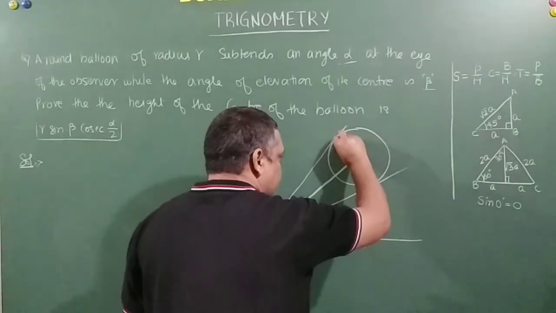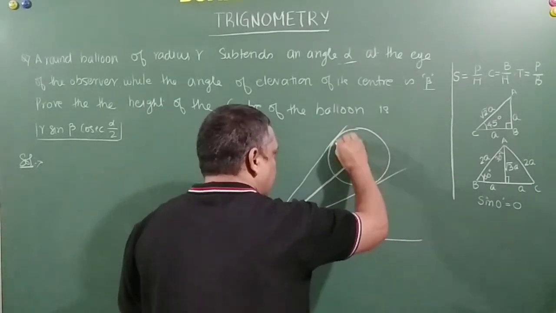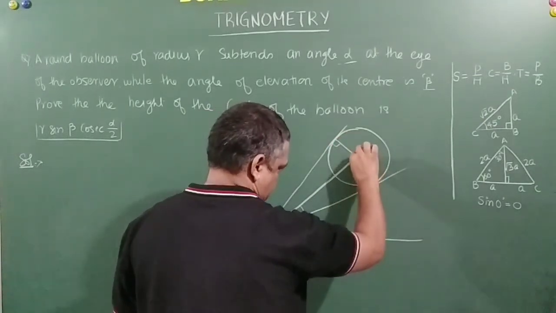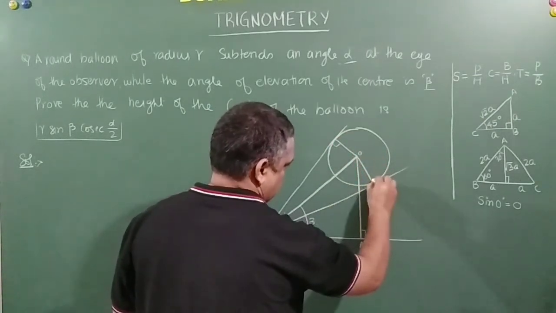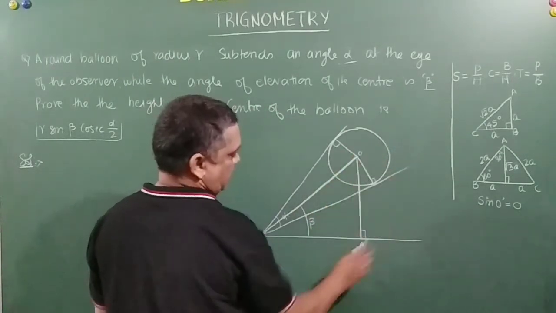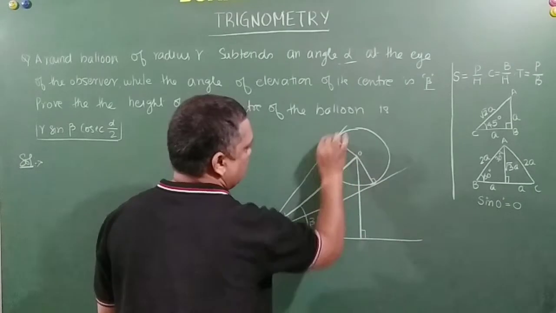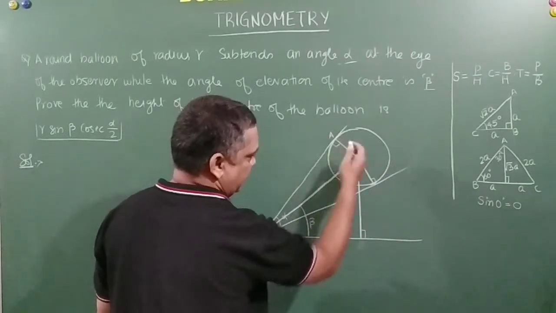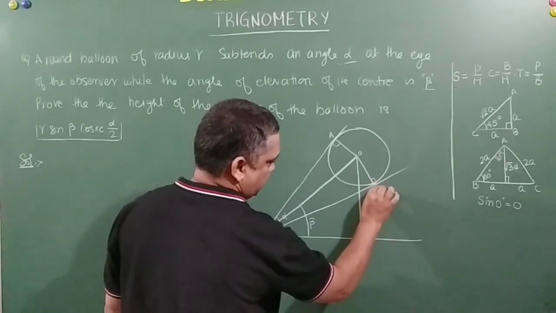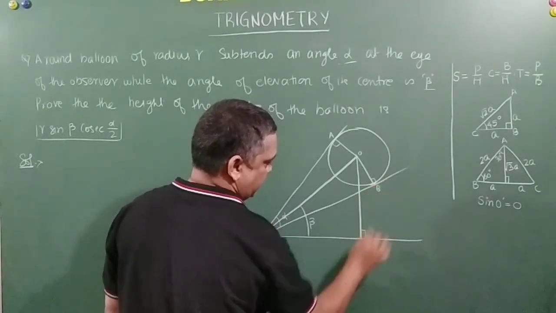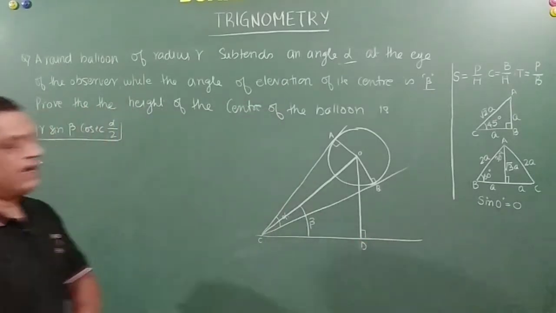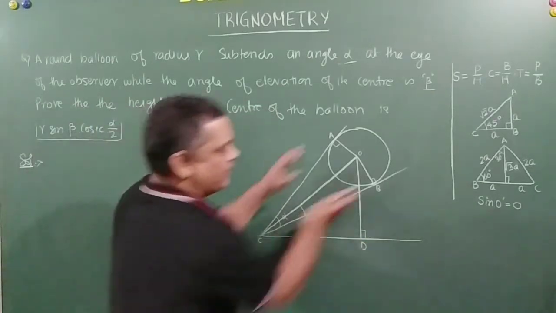Now what we will do is that we'll call it as A, O, B and C already taken, so D. Right friends, so now I hope you have understood the diagram.